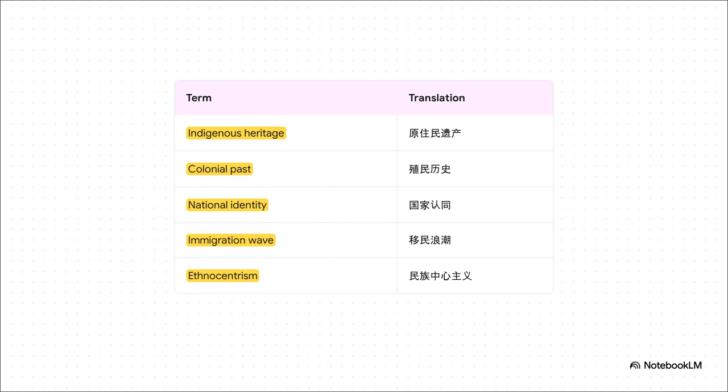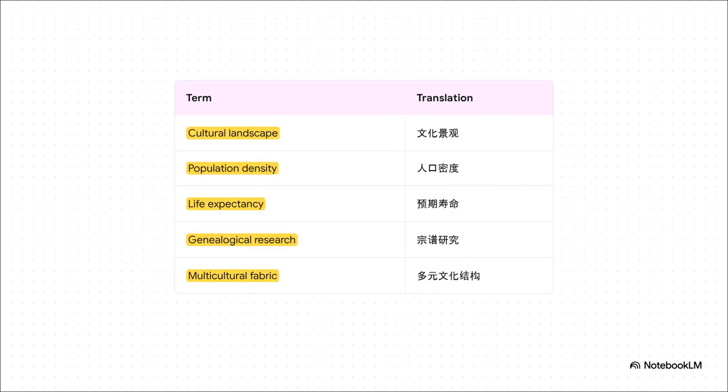Next, national identity. National identity. 国家认同. A super powerful concept when discussing what makes Canadian culture unique in Speaking Task 7. Immigration wave. Immigration wave. 移民浪潮. Essential for discussing the historical growth and expansion of major Canadian cities. Ethnocentrism. Ethnocentrism. 民族中心主义. Spotting this advanced term will definitely help you understand the central arguments in higher-level social issue reading passages. Next batch, cultural landscape. Cultural landscape. 文化景观. Use this to describe the blending of traditions and modern infrastructure in Canadian cities.